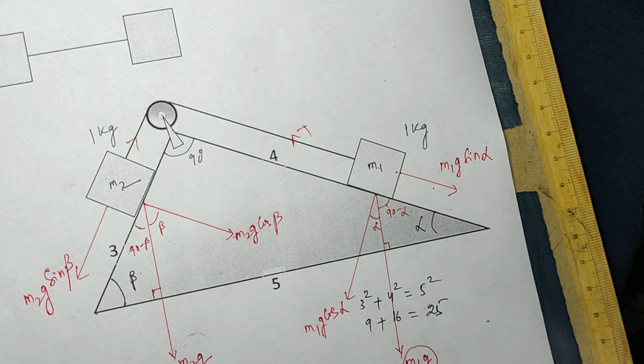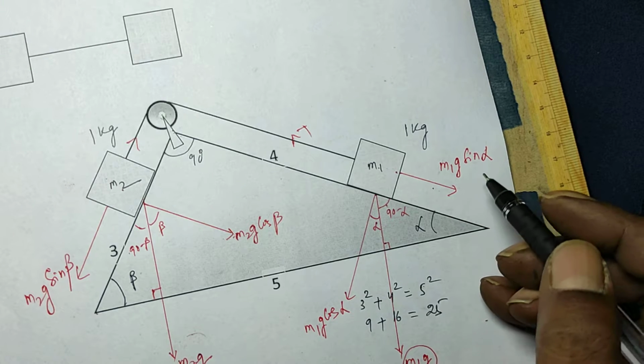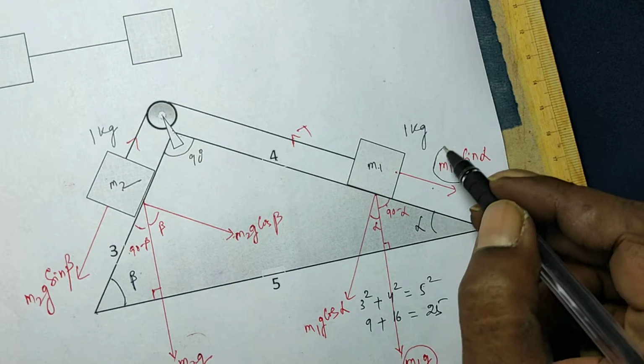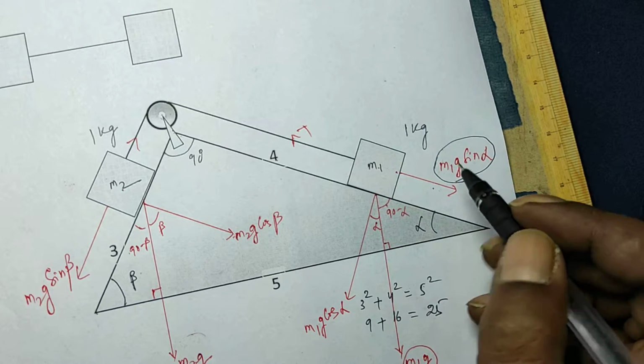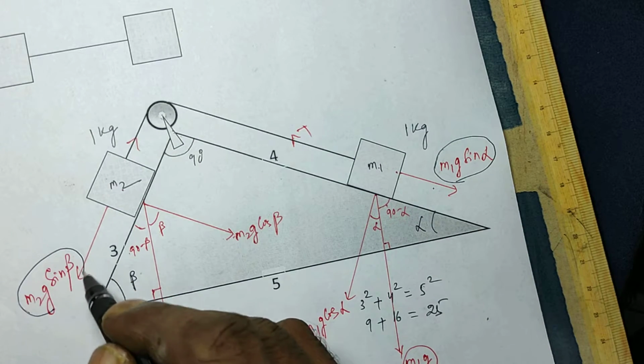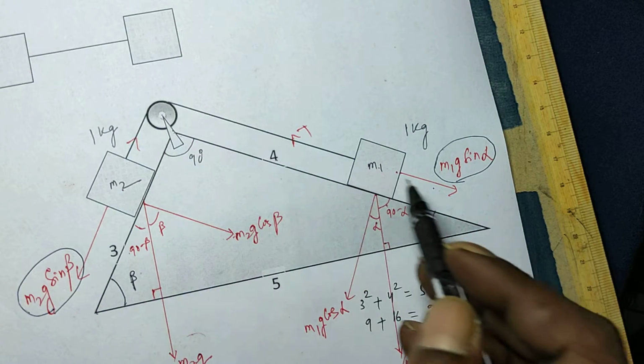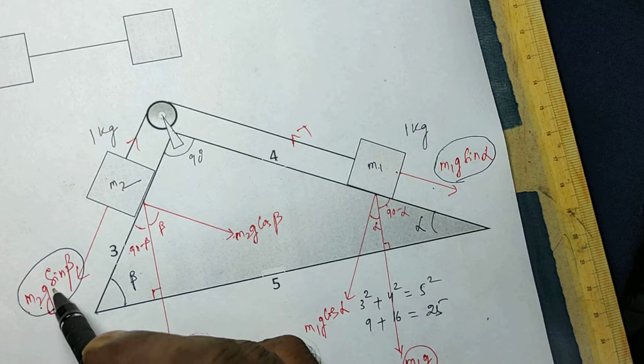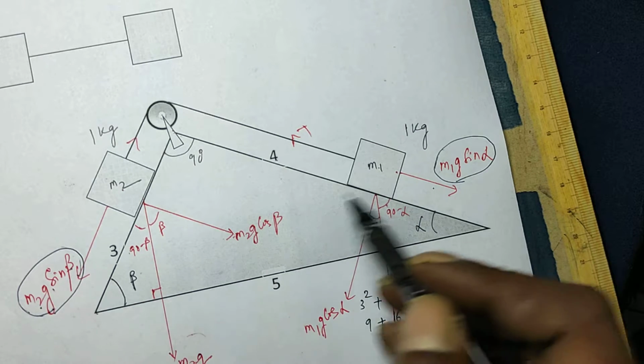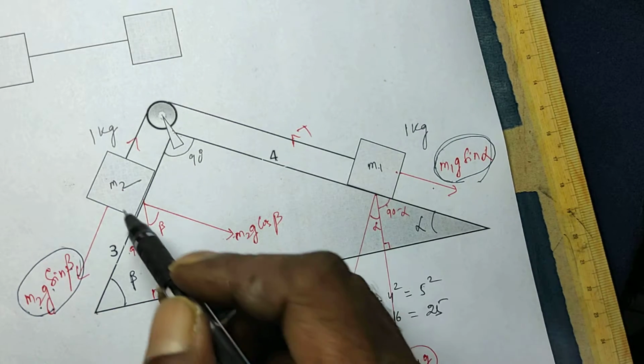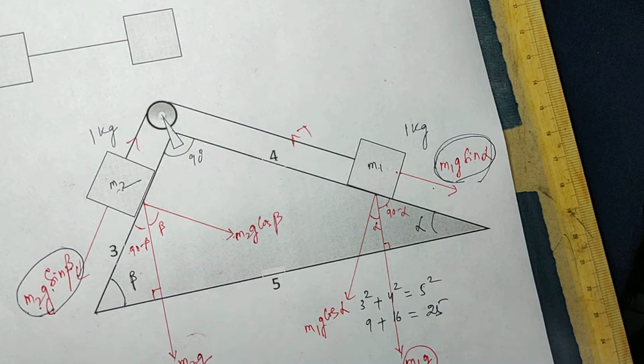And here is your tension, the same string, same tension. I have already explained in previous videos, if the value of M1g sine alpha is more than the value of M2g sine beta, then M1 will slide down. If the value of M2g sine beta is more than the value of M1g sine alpha, then M2 will slide down.